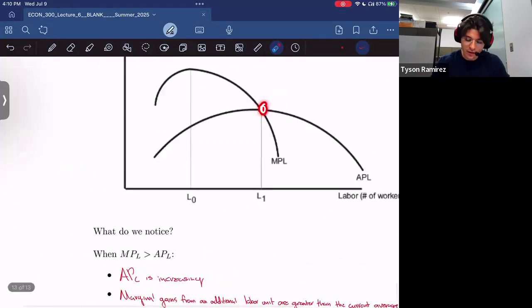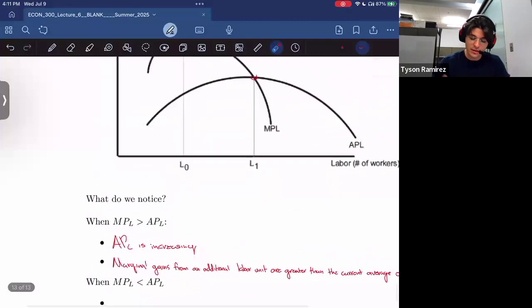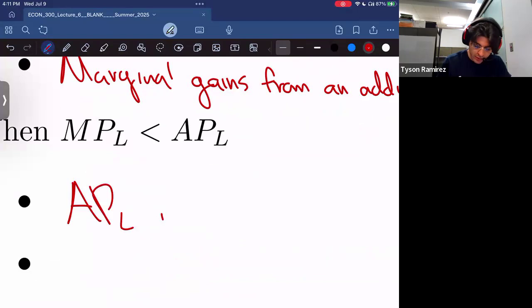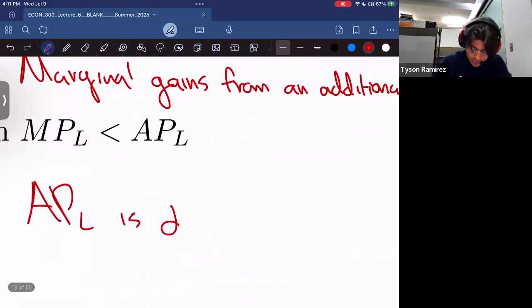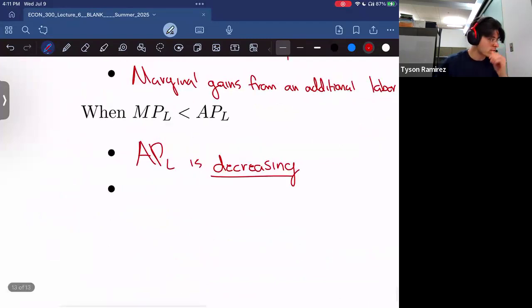Meanwhile, after the intersection point, what do we notice? After the intersection point, MPL is now lower than APL, right? Over here, MPL is at this Y value. Meanwhile, APL is at that Y value. So when MPL is less than APL, we see that the slope of the average product curve is negative. APL is decreasing, whereas before the intersection, they were increasing.